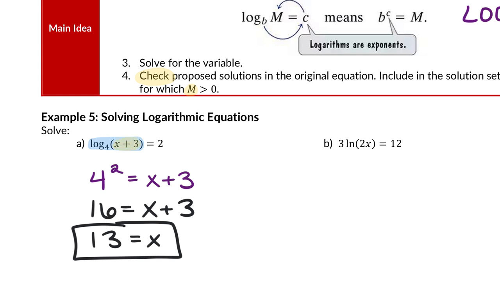If I plug in what we got, which was 13, what is 13 plus 3 equal to? Is 16 greater than 0? Then we're good. If ever you do that step and the number you get is less than 0 or equal to 0, you have to throw that answer away. It can't be used. That would be an extraneous solution. So the check step is a part of the solving process here.